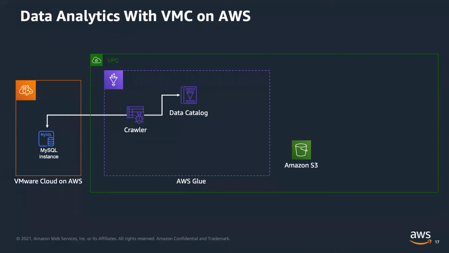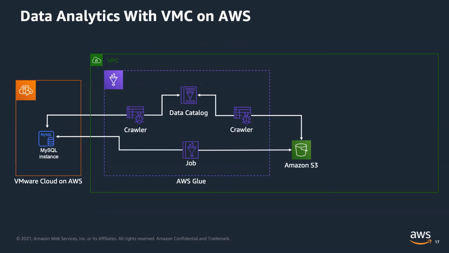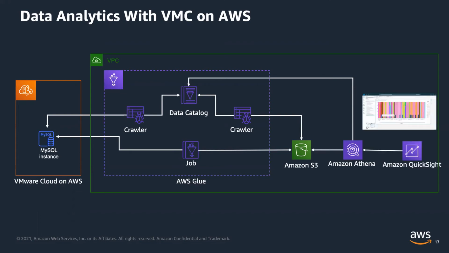We'll populate the data catalog with the metadata. We'll run an ETL job. We'll pull this data and put it in S3. Then we'll run another crawler to basically populate the data catalog with the new format that's ready for Athena to go and run the queries on. And then finally, we will see the output on QuickSight.